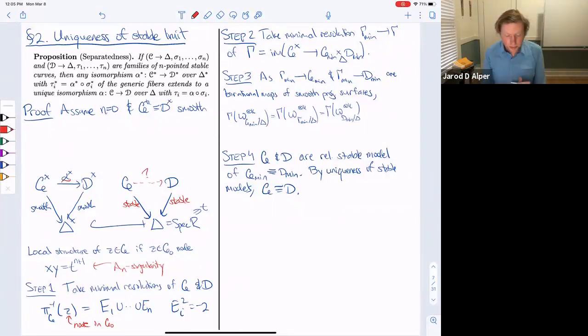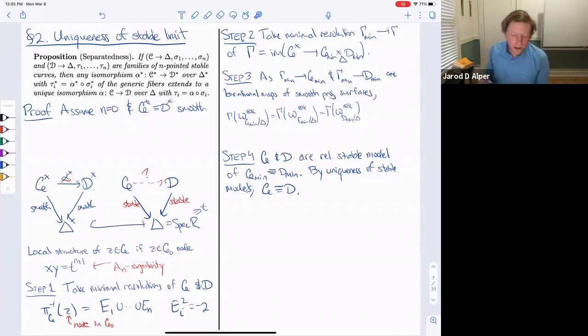And so what we know is that the total family C, we know the local structure of both of these stable families: if I have a point that is a node in the central fiber, then the local structure of the surface is xy equals t^(n+1). When n is 0, it's a smooth point of the surface, but when n is larger, you get an A_n singularity.